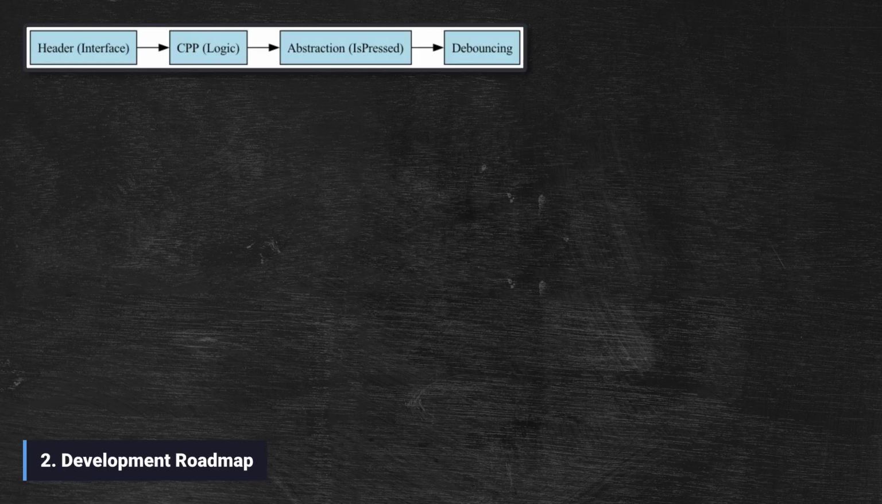Buttons might seem simple, but handling them correctly involves managing states, pull-up resistors, and electrical noise. By encapsulating this into a class, we can create multiple button objects that handle their own complexity, leaving our main logic clean and readable. Our journey will follow the same professional structure we learned before. We'll start with the header interface, move to the implementation, and then add layers of abstraction to solve real-world hardware issues like contact bounce. This is where OOP really starts to show its power.